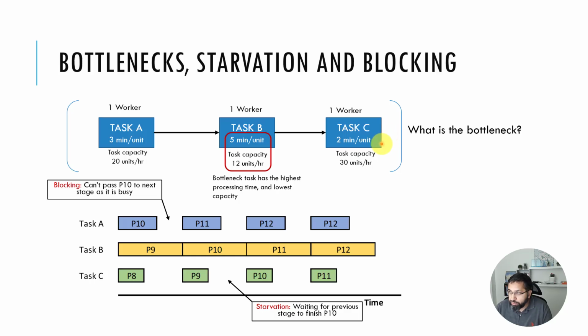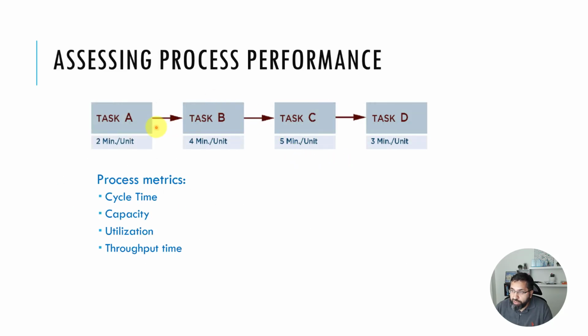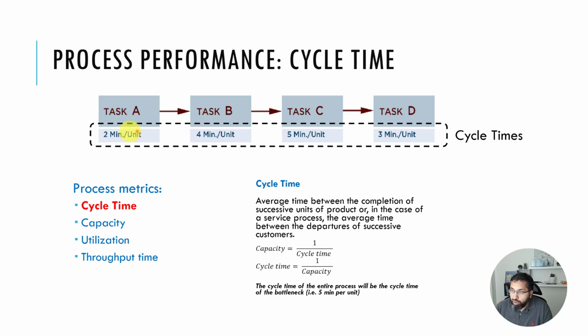So remember, when we talk about the cycle time of individual tasks, we assume there's no starvation and blocking and we run the individual task independently. So there's no starvation and blocking, and we measure the cycle time of an individual task or workstation or worker. But when we talk about the whole process, you have to let the whole process run, and the cycle time will be affected by the bottleneck. And the cycle time of the whole process is the cycle time of the bottleneck.